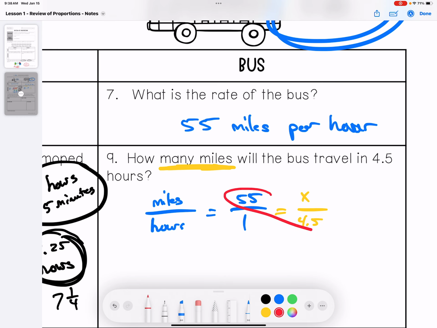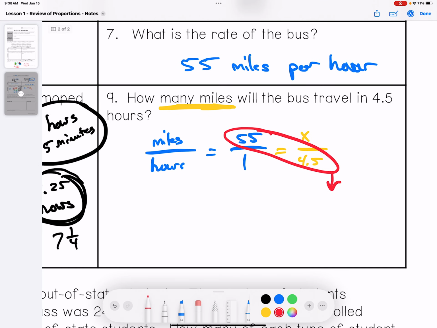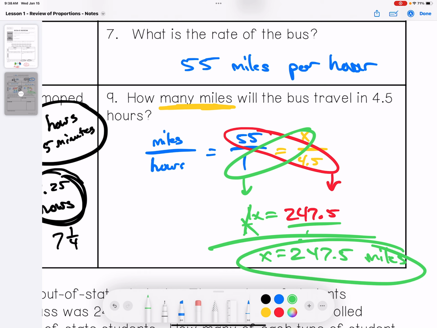Again, 55 times 4.5 is 247.5. And then 1 times x is just 1x. Divide by 1. And you get x equals 247.5 miles.